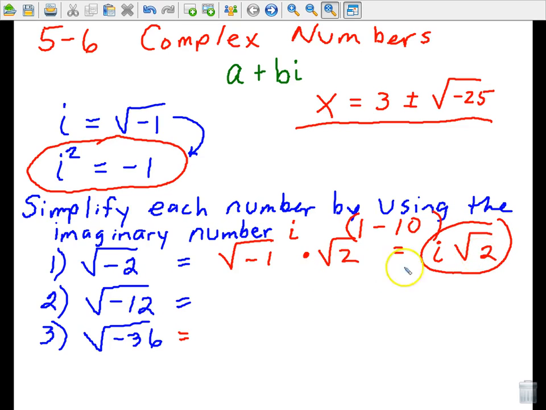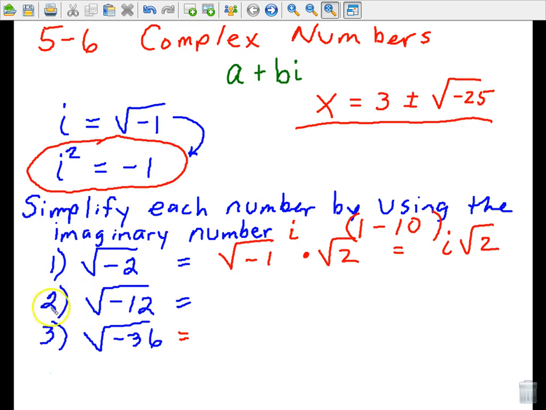Now theoretically, multiplication is commutative, and i square root of 2 is really the same thing as the square root of 2 times i. I get it. But just for form's sake, so we won't be confused, it's preferred that I not do this, because it might look like the i is underneath the radical. So when you have i times a radical, we prefer that you put the imaginary number i in front, so we're not confused.